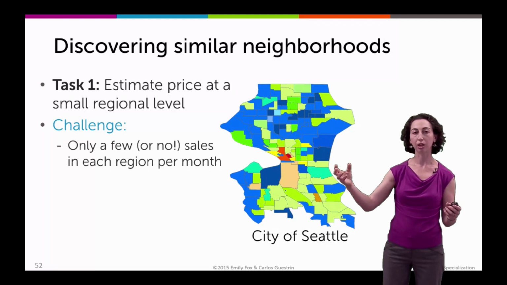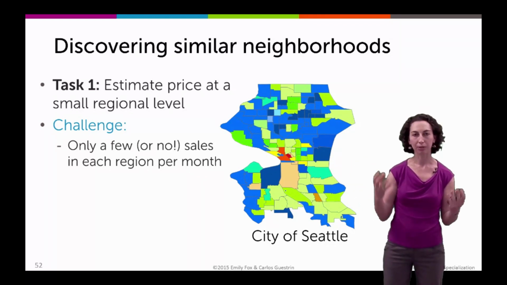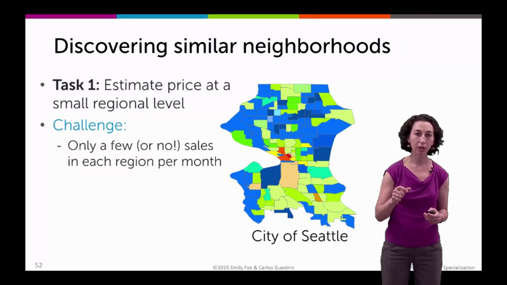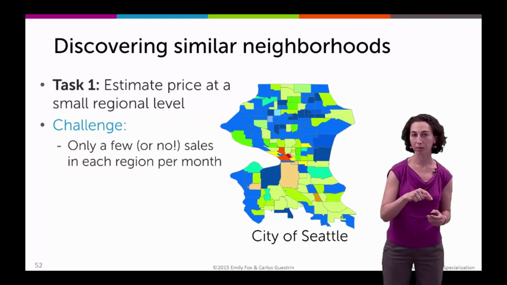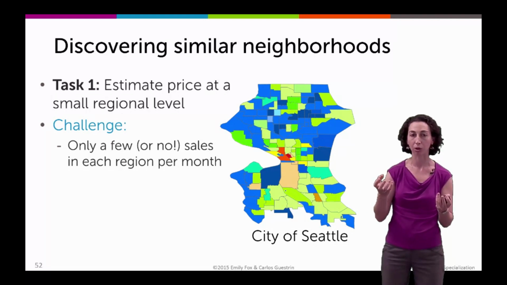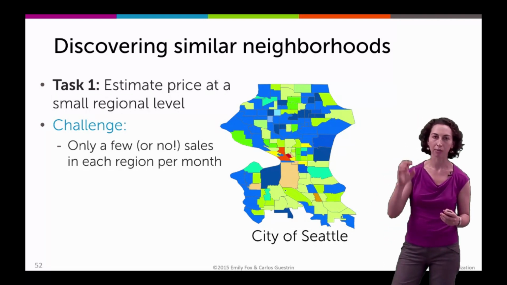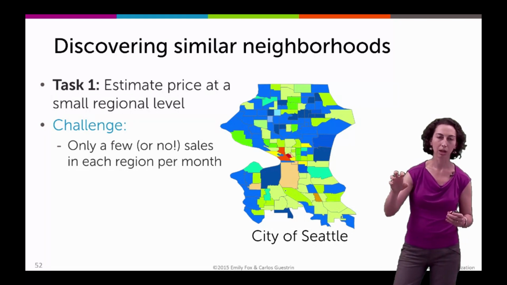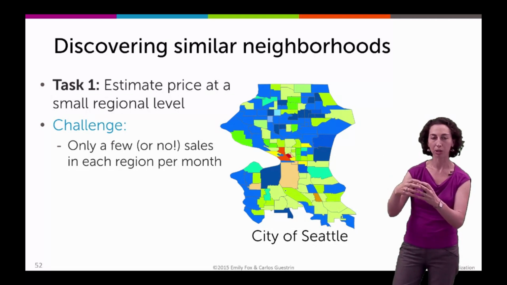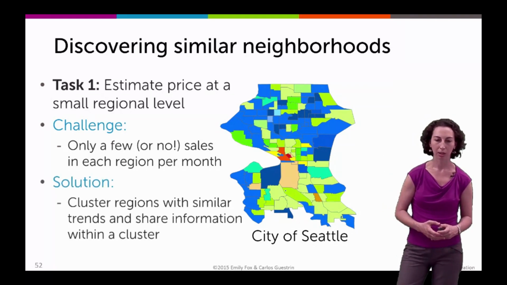However, if we can discover other neighborhoods that have similar types of house price dynamics, then we can come up with a good estimate of the house in the neighborhood with few or no sales by leveraging information that was discovered from this other neighborhood that was found to be related to the current neighborhood. So the idea is to discover clusters of neighborhoods, and then within those clusters we can share information like these house sales information to form better estimates.